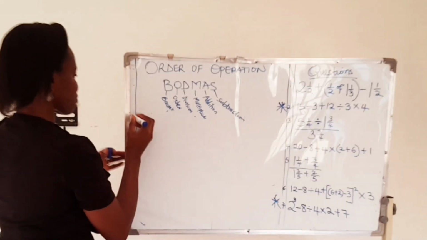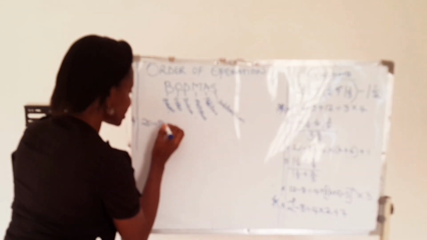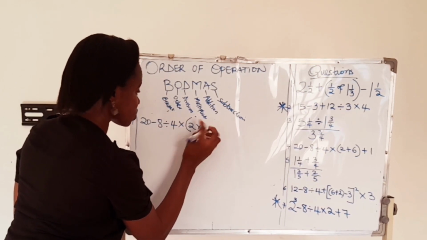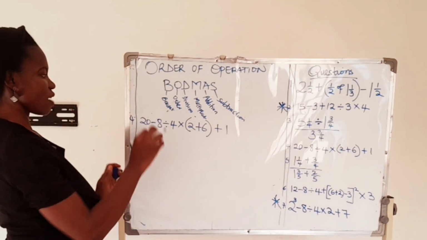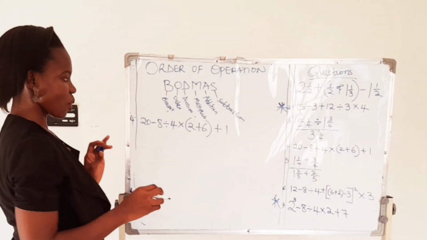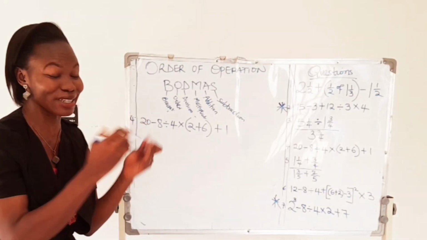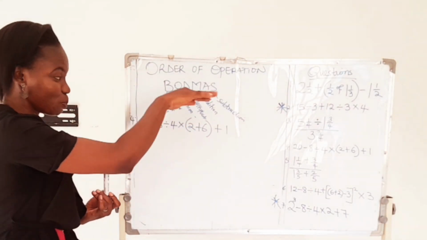Good. Alright, so number 4, we have 20 minus 8 divided by 4 times (2 plus 6) in a bracket, plus 1. So we have minus, division, multiplication, bracket, and addition. From the BODMAS, this is where we actually need the order of operation, because there are so many operations in this expression. We don't know which one to start first, but the order of operation has given us the rule to follow, and that rule is BODMAS.